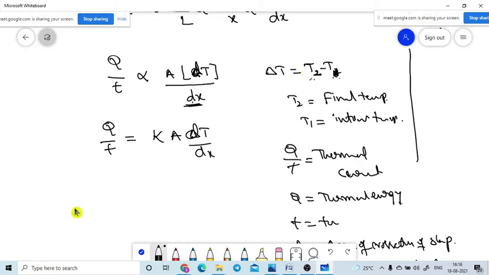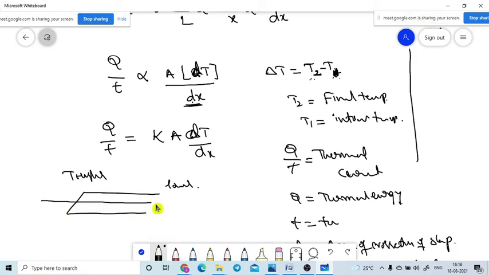If the heat is flowing through a conductor, how will the heat flow? Heat flows from the higher temperature value to the lower temperature value. Are you getting it? Yes, sir. The heat is flowing from higher temperature to lower temperature.